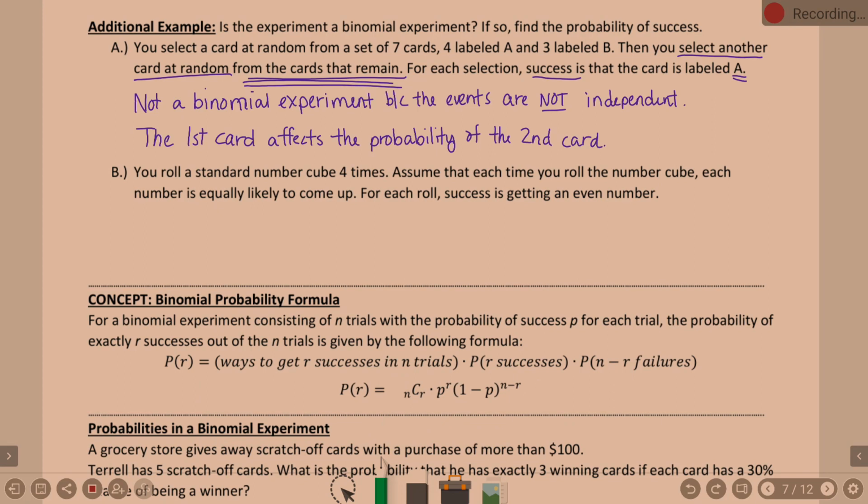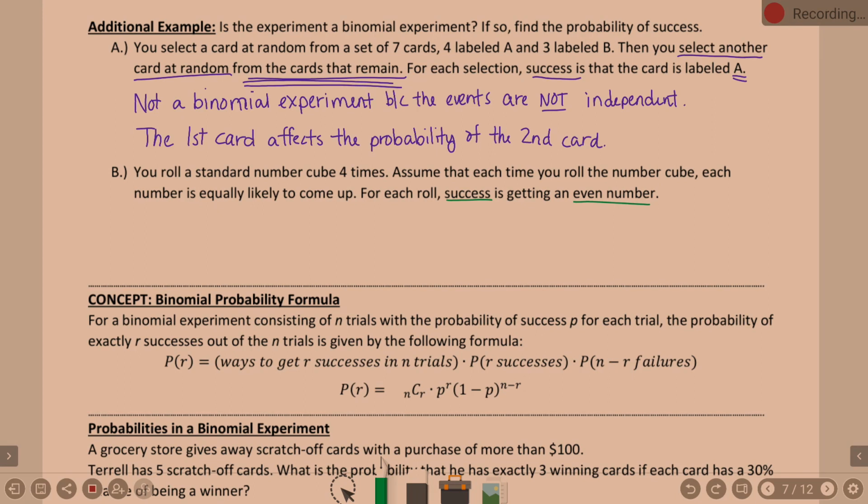You roll a standard number cube 4 times. Assume that each time you roll the number cube, each number is equally likely to come up. So again, think like a fair die. For each roll, success is getting an even number. Okay, so are there 2 outcomes? Are the probabilities independent? And is the probability of success the same for each trial?